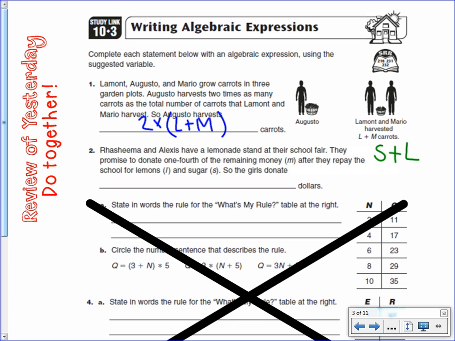Mason told me that M is going to be money. Money, money, money. Okay? Who has an idea how we could put these variables together to figure out how much money they're going to donate? No matter how much money they actually make, they're going to donate a fourth of that. How could we figure it out? Claire, what do you think?